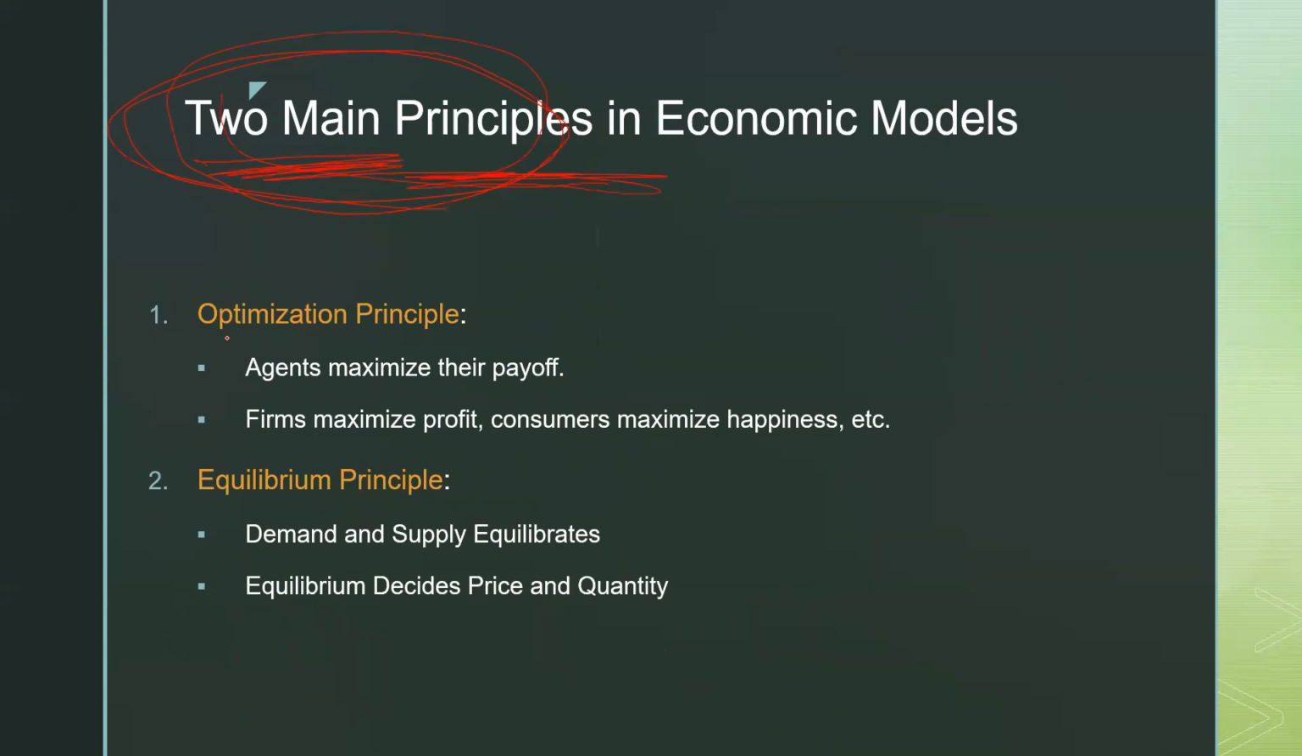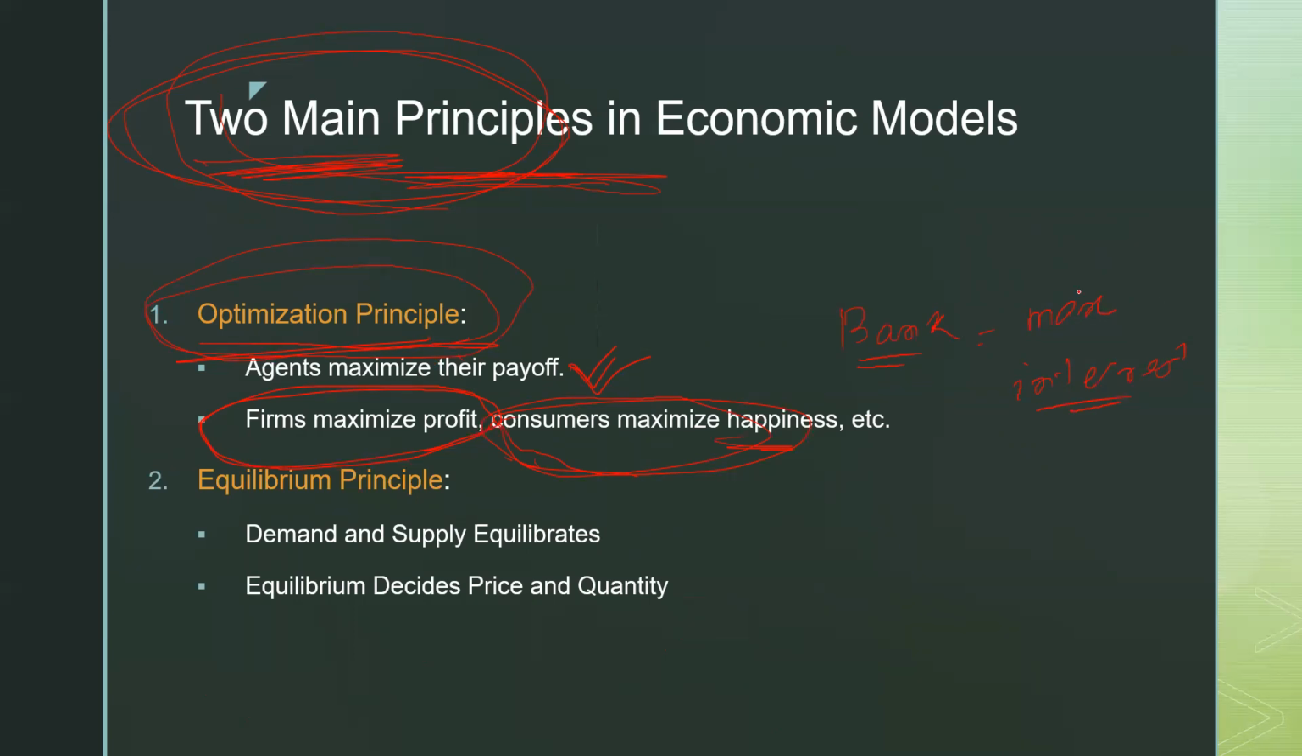First is optimization. What is optimization? In economics, we assume that agents maximize their profit. For example, if you are a firm, then you will always try to maximize your profit. If you are a consumer, you will always maximize your utility or your happiness by consuming goods. Similarly, if you are a bank, you will always try to maximize your interest incomes. So any agent you take in economics tries to maximize their payoff. If it's a negative payoff, they also try to minimize it.